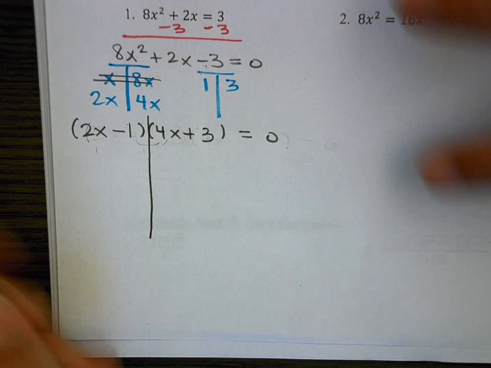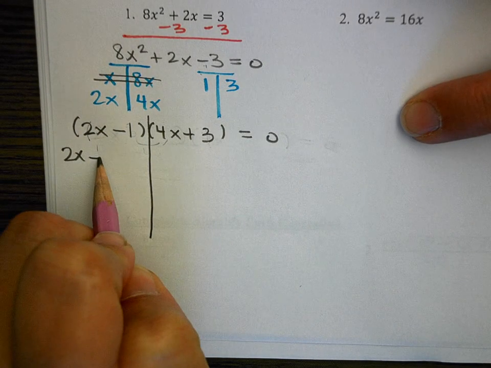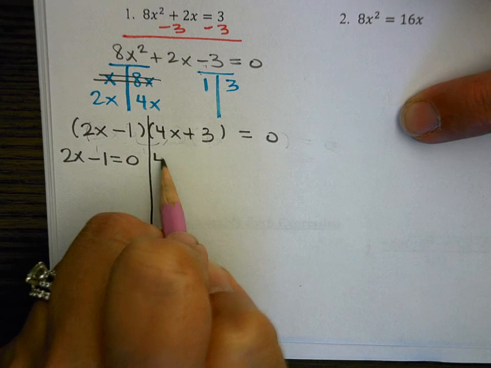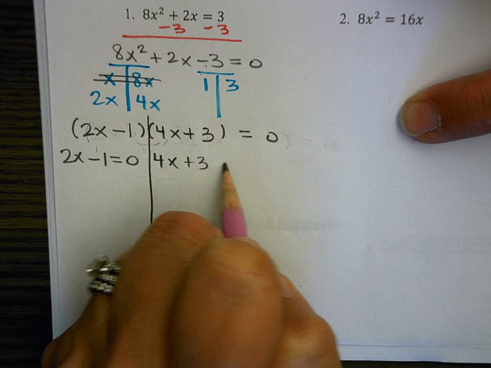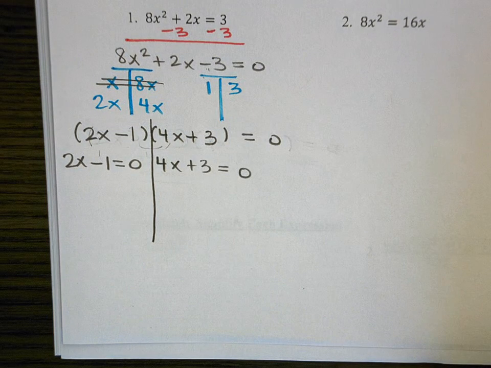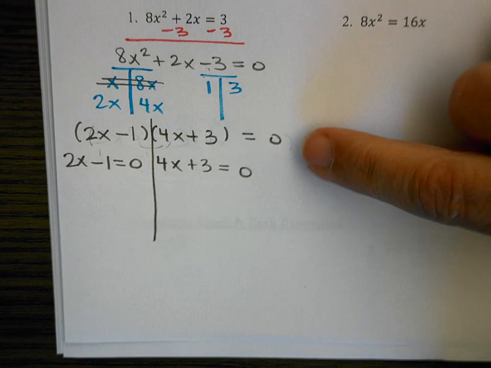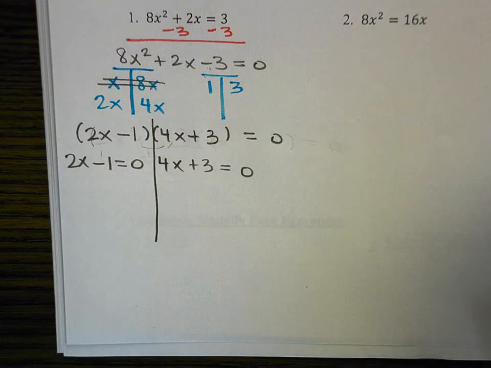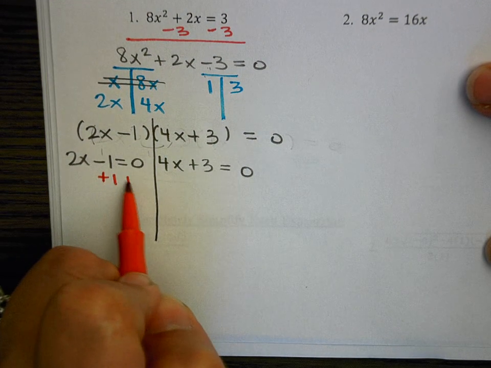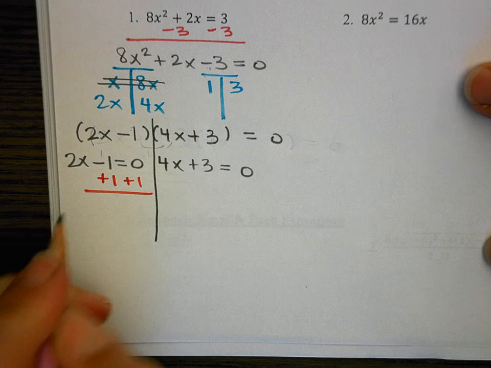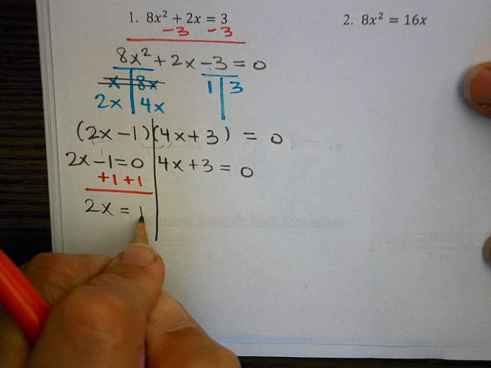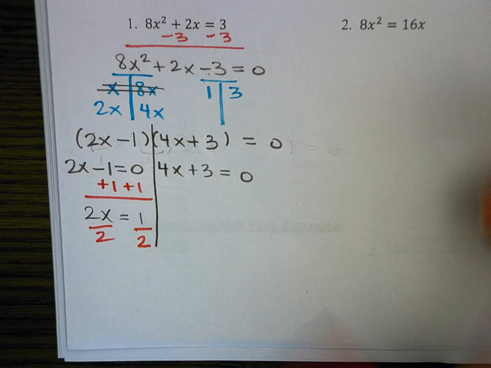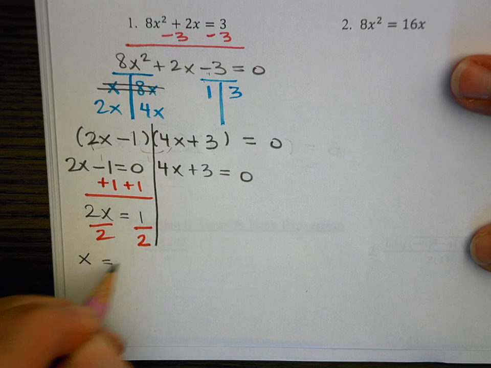So I'm going to take 2x minus 1, that factor, equal to 0, and I can do that because of the 0 product property. And then 4x plus 3 equal to 0. Now remember, don't forget it's called the 0 product property, so it should always be equal to 0, right? And then just solve like you normally would. So I would add 1 to both sides. And then divide by 2. So x would equal 1/2.